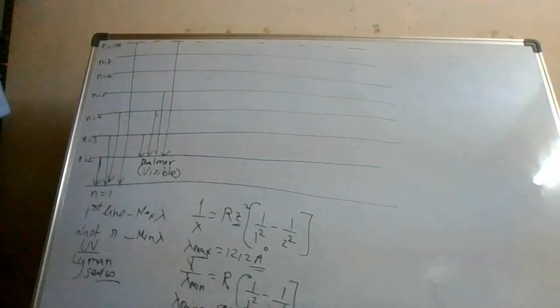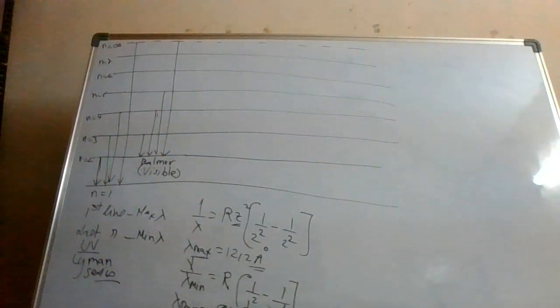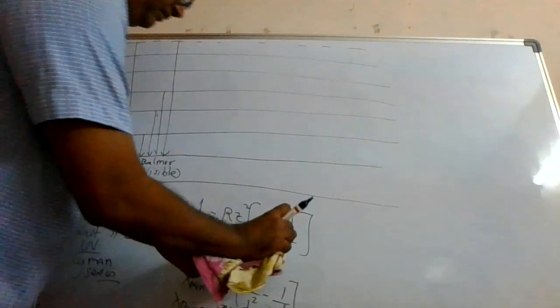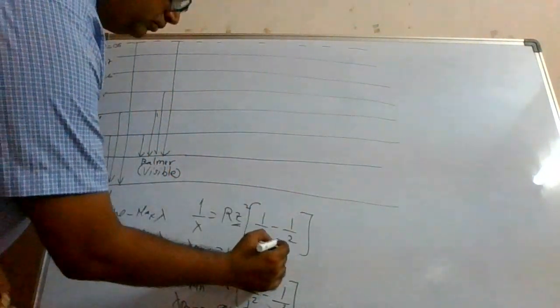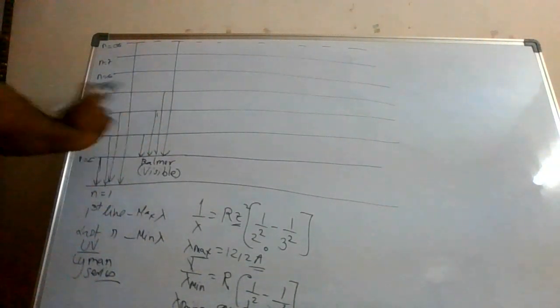So in the Balmer series, what is the change you have to make? The entire process will remain the same, but instead of 1 square here, now you are saying the electron is jumping to the second orbit. So the first line will become 3 to 2. Understood? 3 to 2 will be the first line, 4 to 2 will be the second line.